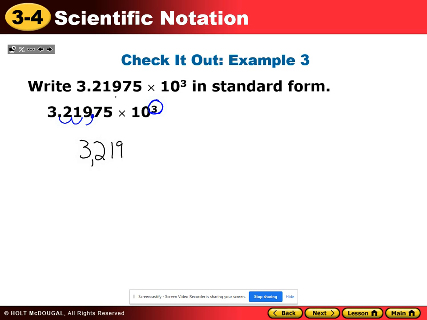Write it out on your own. 3,219. You can put the comma in there. Make sure I know it's a comma. 7, 5. Oh, we get our answer. The exponent tells us how many spots we're moving to the right, because 10 to the third is 1,000. I'm sorry, my computer's not cooperating. 3 zeros. That's how we know 3 spots is the place we want to move. We start at the decimal and move 3 to the right, because when you multiply, you're going to get a bigger number. All right. Very good.